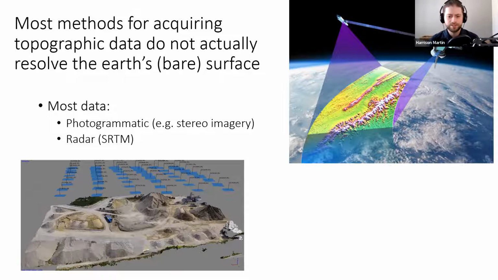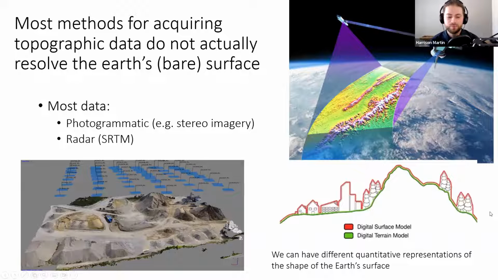So the first thing I'll say is existing methods. It may be a little surprising, maybe not, that most modern topographic methods don't actually resolve the Earth's bare surface. And when I say bare surface, I again mean without vegetation. This includes photogrammetry, so structure from motion, which is very popular nowadays with the consumer drone revolution, and radar, SRTM, that resolves tree tops. So it's an important distinction that we can have different quantitative representations of the shape of the Earth's surface, depending on whether we're looking at the dirt or the trees.